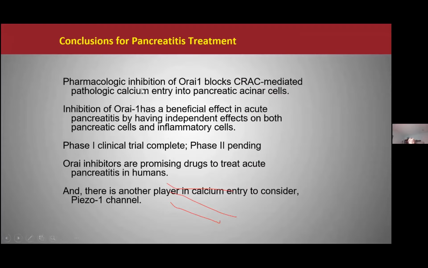So in conclusion, pharmacological inhibition of ORI1 blocks CRAC, or store-operated channel, CRAC, calcium release activated mediated pathologic calcium entry into pancreatic acinar cells. Inhibition of ORI1 has a potential benefit in acute pancreatitis by having independent effects both on pancreatic cells and inflammatory cells. Phase 1 clinical trials have been complete, and phase 2 trials are pending for acute pancreatitis treatment. ORI1 inhibitors are promising drugs to treat acute pancreatitis in humans.